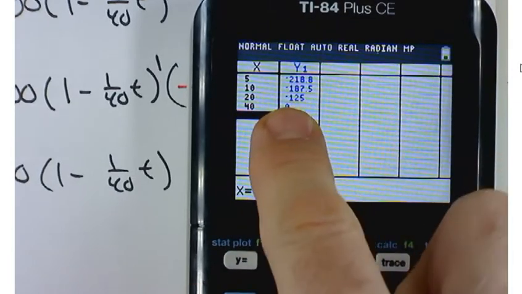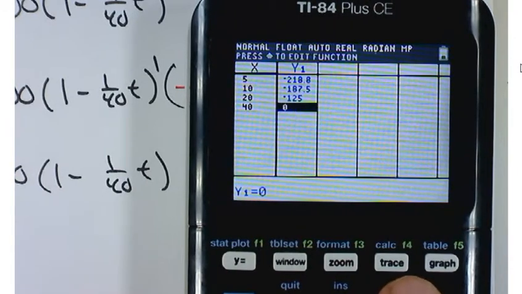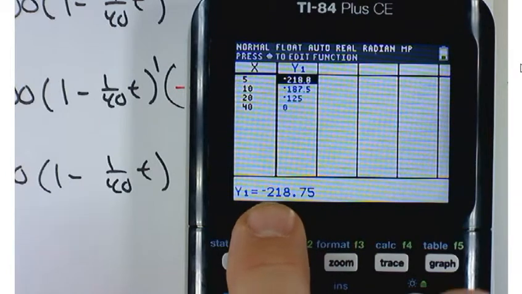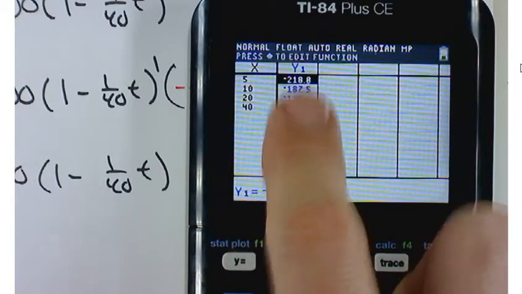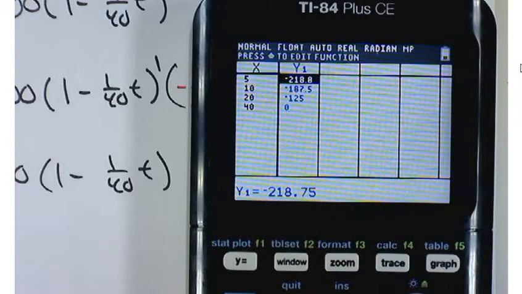Now, if it's imperative that you get these correct down to the nearest decimal, cursor over to the y value and come up, and you can see that it's not really negative 218.8, it's actually negative 218.75. It just doesn't have enough room there, so it rounds.